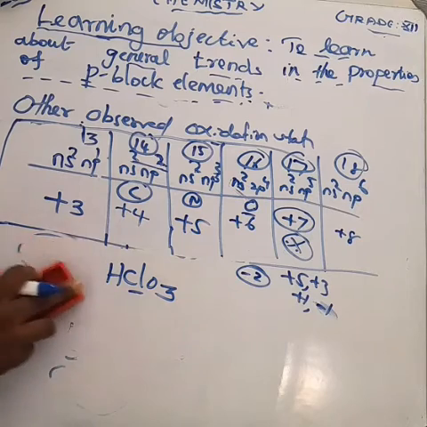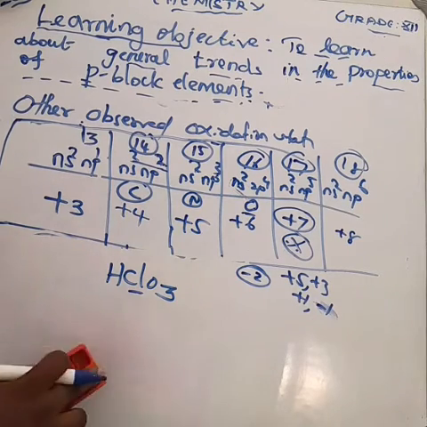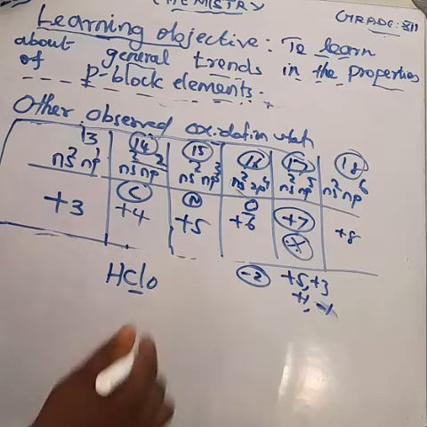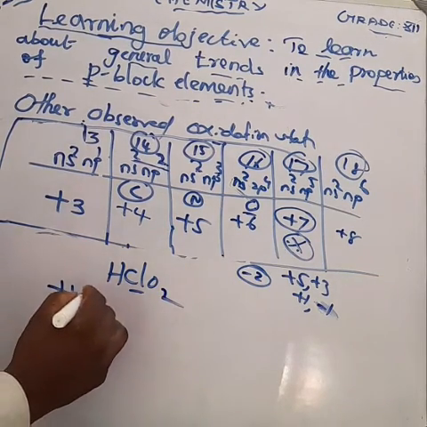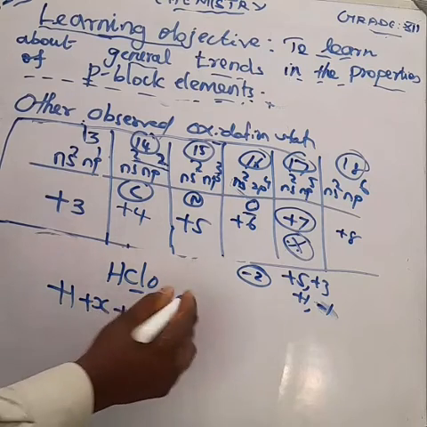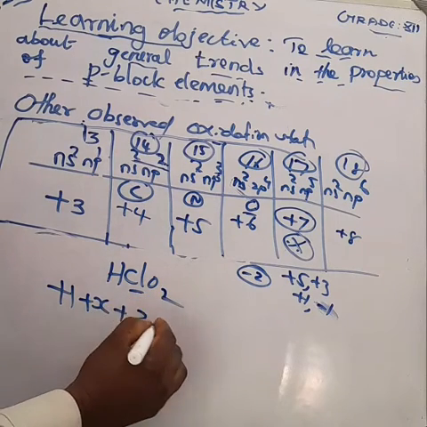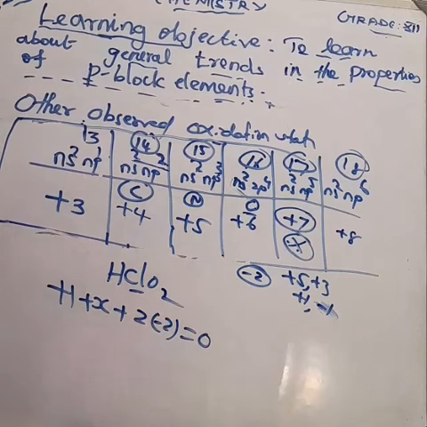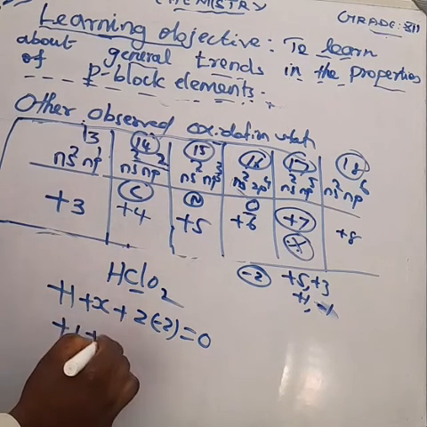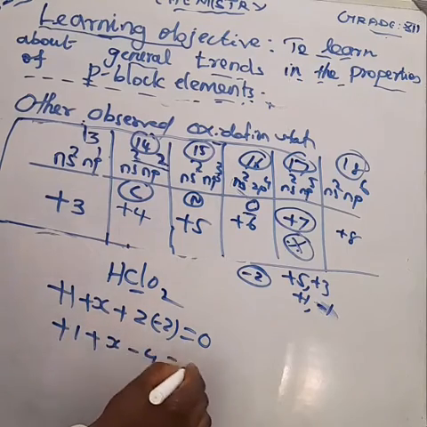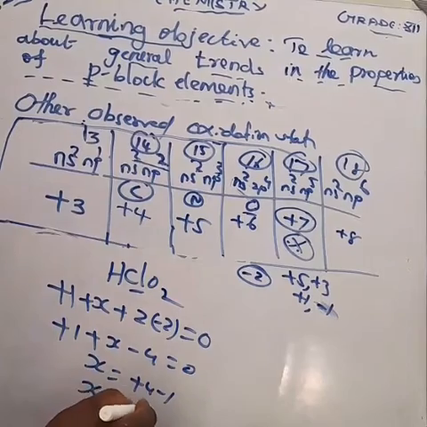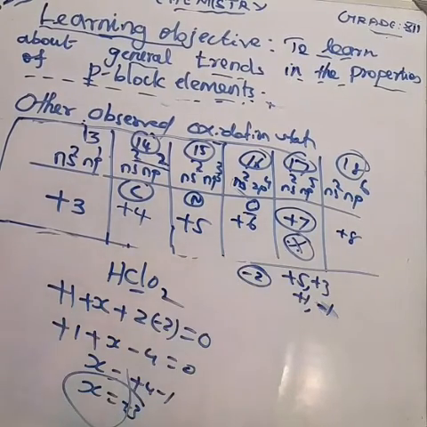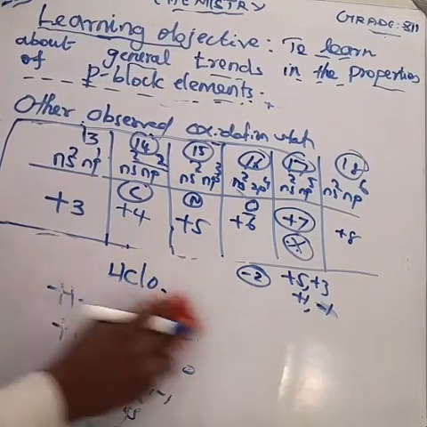Next, the plus 3. What can be taken as plus 3? Chlorous acid. What is the formula of chlorous acid? HClO2. Hydrogen is plus 1, the halogen is taken as X, and 2 oxygens, 2 into minus 2, equal to 0. 1 plus X minus 4 equal to 0. X is equal to plus 4 minus 1, X is equal to plus 3 oxidation state. Can you understand, my dear children? So plus 3 oxidation state.